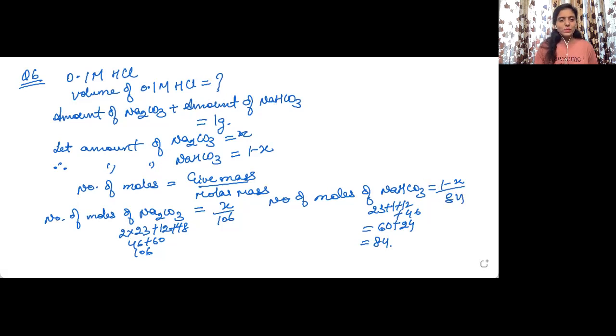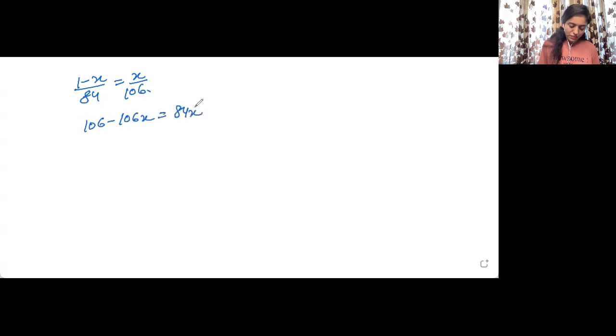Okay, so now we will be writing it as equal to each other. Okay, I'm just clearing my screen off. So it is 1 minus X upon 84. 1 minus X upon 84 is equal to X upon 106. From this, we can just find out the value of X. Okay. So it will be equal to 106 minus 106X is equal to 84X.